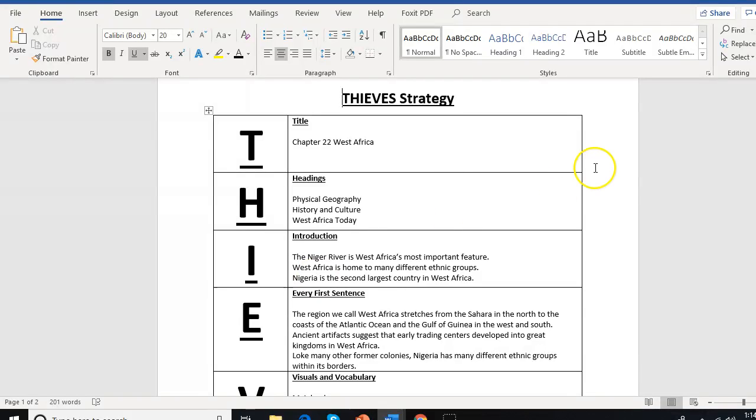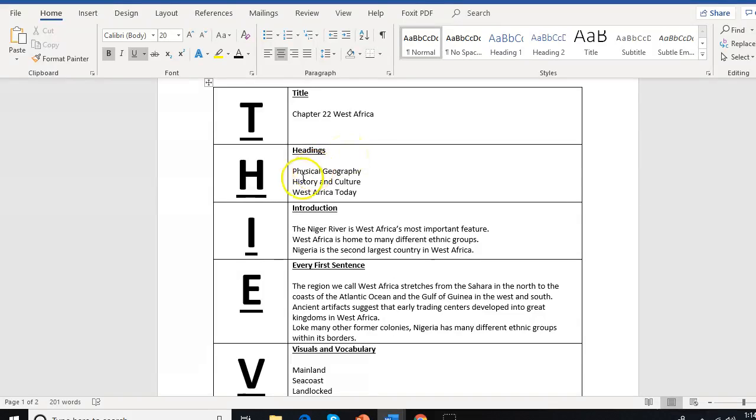So you give your student this template, and for our chapter, we're using chapter 22, which is West Africa. So they'll find this title, and they'll put this in the T section. The student will then move on to the H, which is the headings. So in chapter 22, there are 3 main topics, and the student will log those here, and that's physical geography, history and culture, and West Africa today.